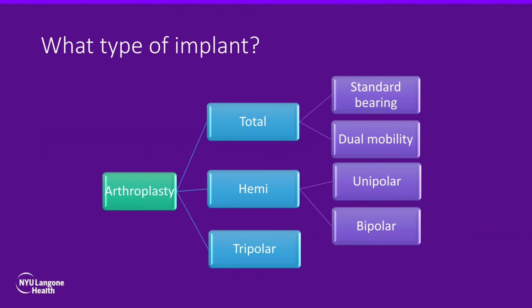Okay. So what type of implant? Whenever you see hip arthroplasty, first you have this question that you need to answer: what type of implant are we talking about? Is it a total hip arthroplasty? Is it a hemiarthroplasty? Or is it a less common one, tripolar arthroplasty? The total arthroplasty has a standard bearing or dual mobility. In hemiarthroplasty, we have the unipolar and bipolar. I'm going to tell you the difference between these and how we can differentiate them on imaging.